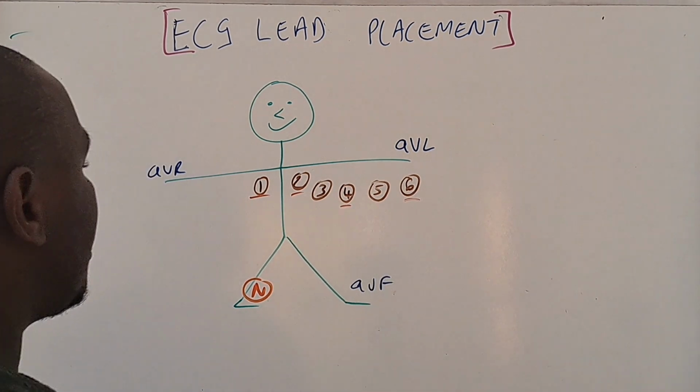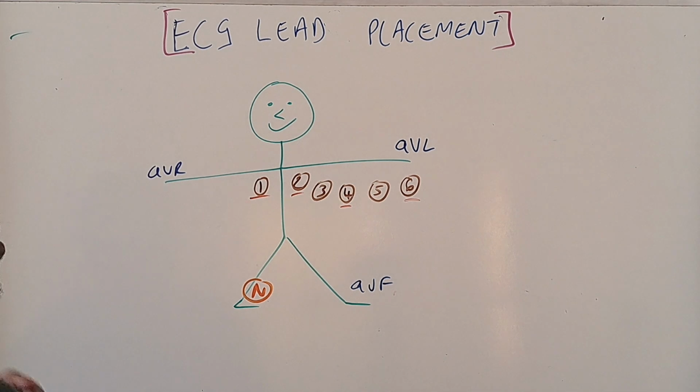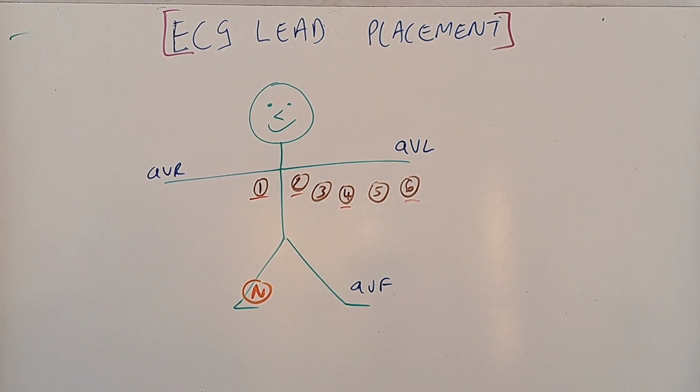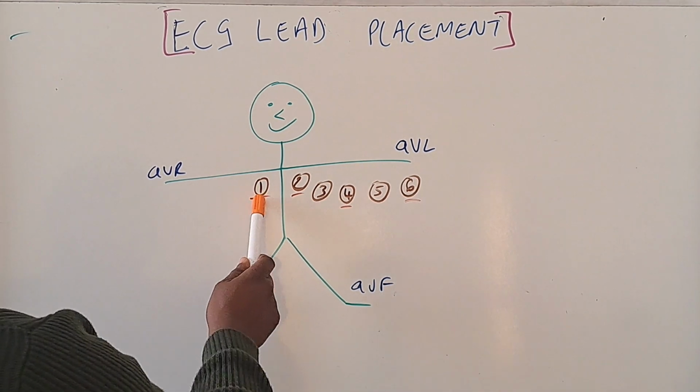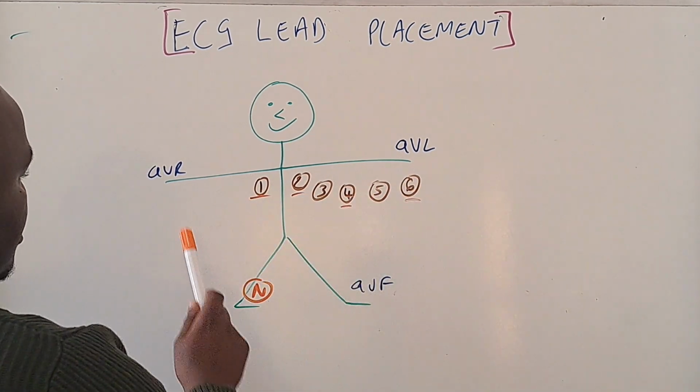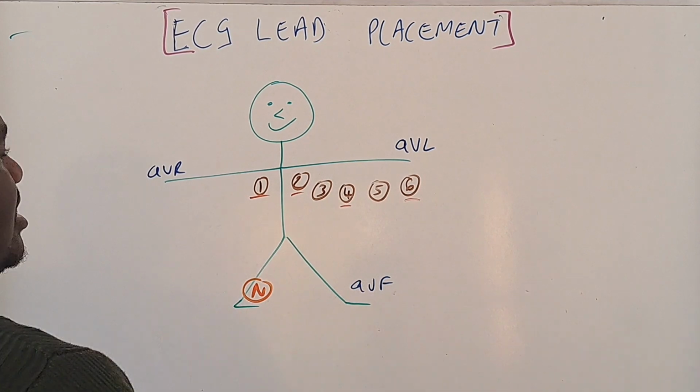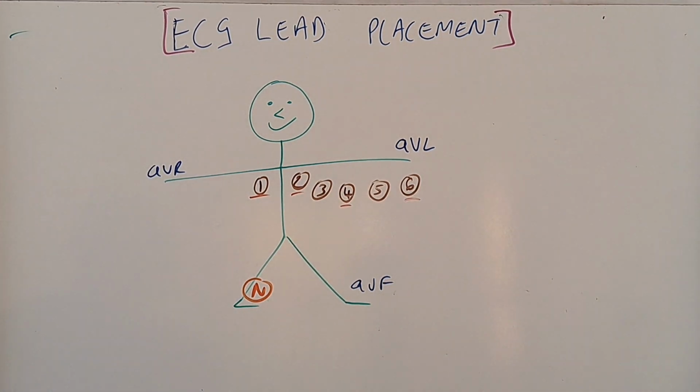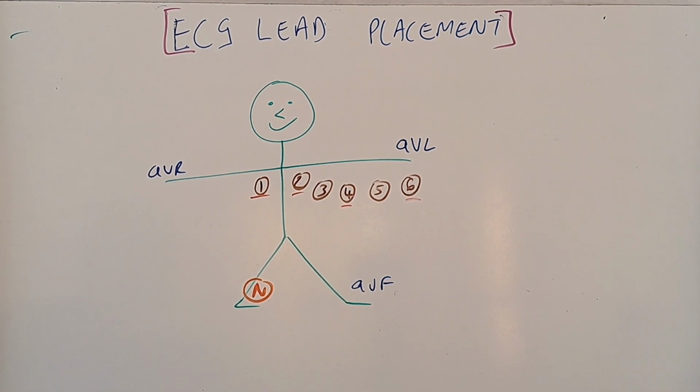Those 6 leads are called your chest leads, or your precordial leads, right? Now, if you can count, you've got 1, 2, 3, 4, 5, 6, 7, 8, 9, and 10. So those are 10 electrodes that you have put in this patient. But they still call it a 12-lead ECG. Why is it a 12-lead ECG?